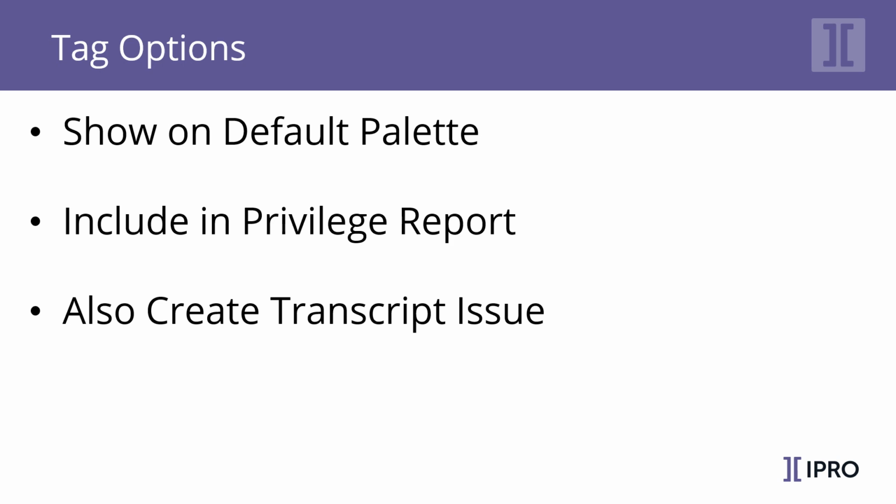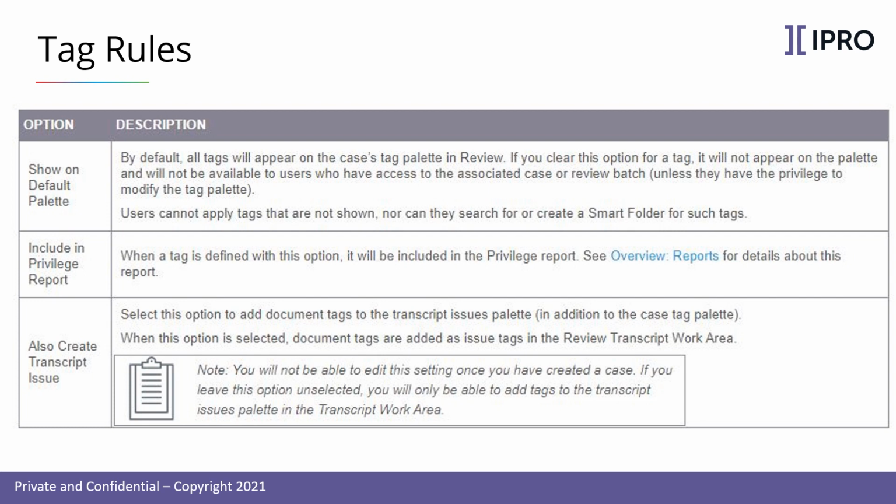Each tag may have an option associated with it, including where it's displayed, whether or not the tag is included in a privilege report, and if the tag should also be a transcript issue. Review the tag rules chart for further explanation and examples.